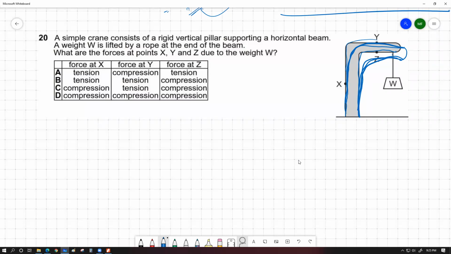So force at X is tension, force at Y is also tension, force at Z should be compression. Which answer choice does have that? X is tension, tension. B is the correct response.